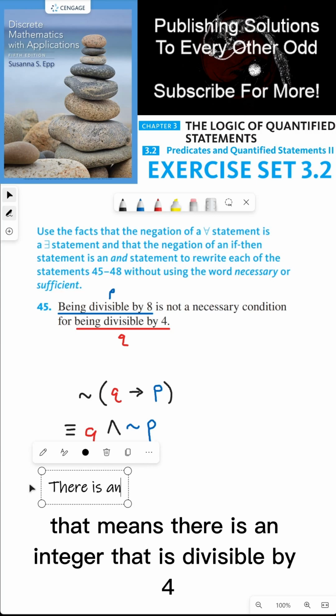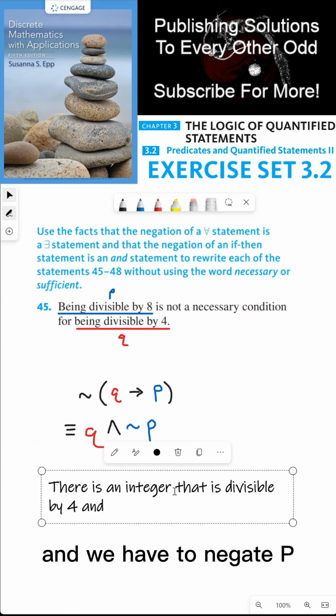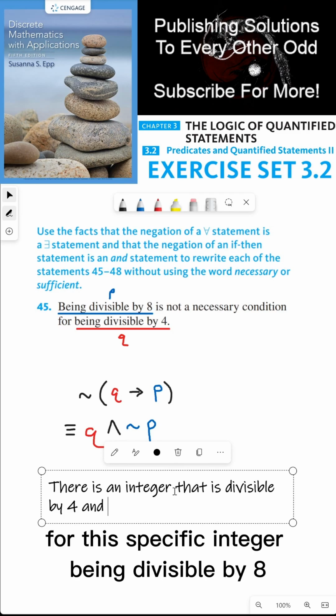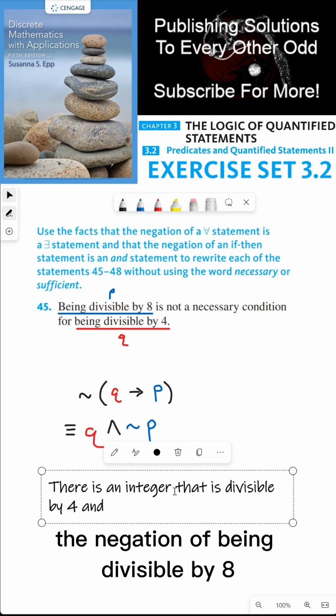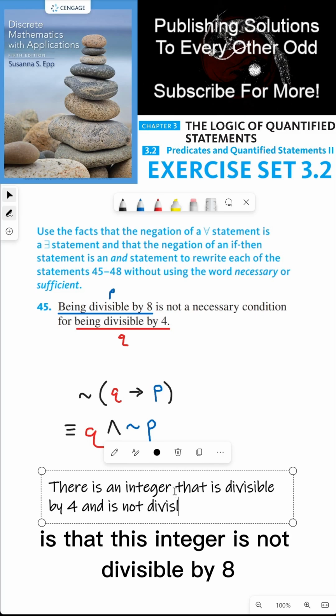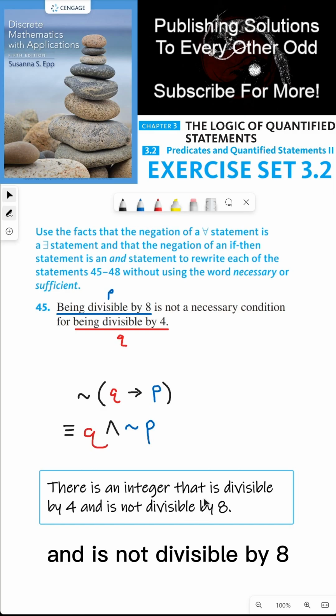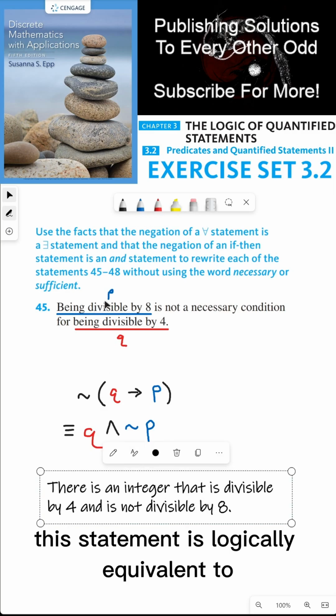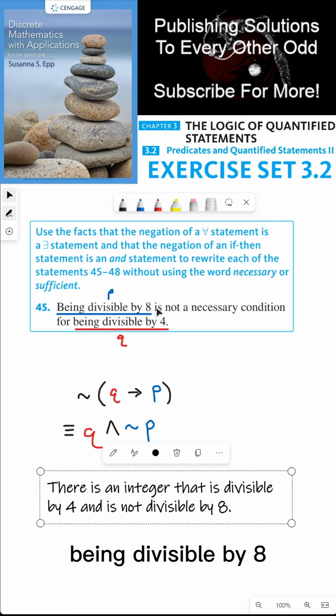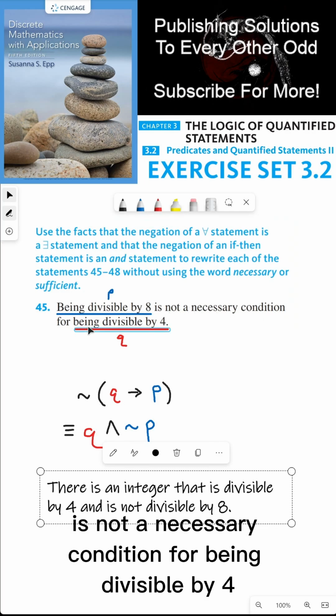That means there is an integer that is divisible by 4, and we have to negate P for this specific integer. Being divisible by 8, the negation of being divisible by 8 is that this integer is not divisible by 8. So altogether, this says there is an integer that is divisible by 4 and is not divisible by 8. This statement is logically equivalent to being divisible by 8 is not a necessary condition for being divisible by 4.